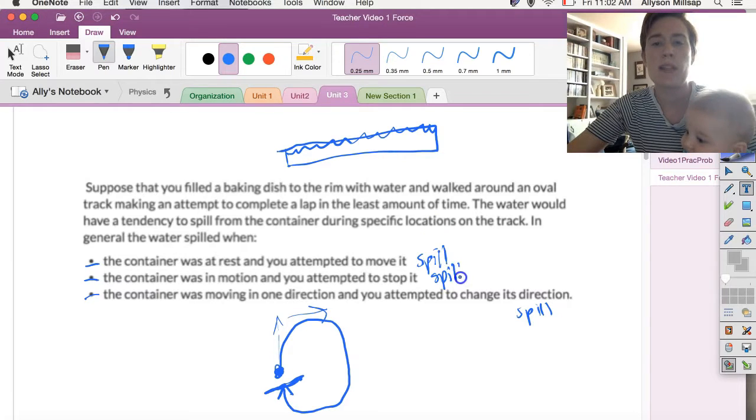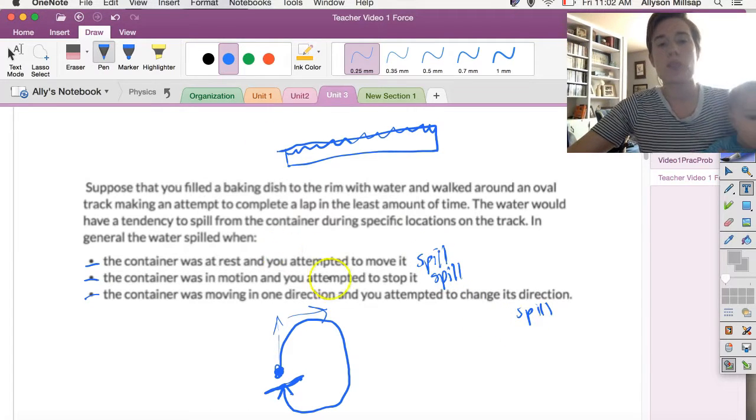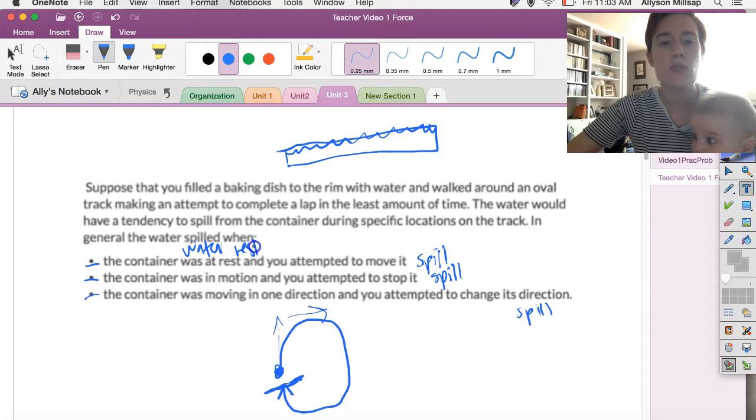Water is going to spill in these 3 situations because the water is going to continue doing what it was doing, okay? So here the water was at rest, so it wanted to stay at rest. So here's your water. When the container moves forward, the water wants to stay.